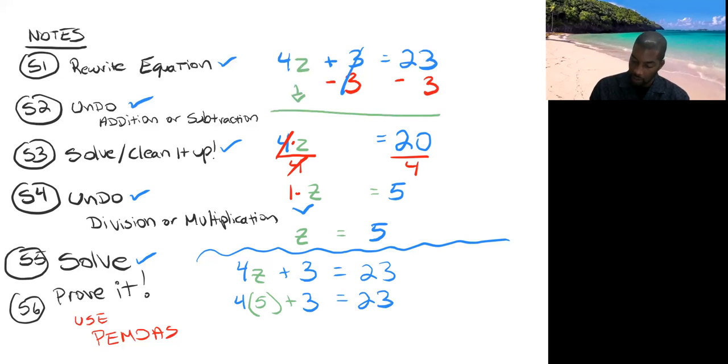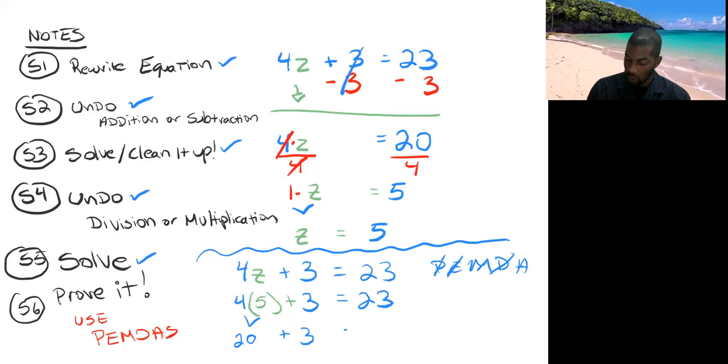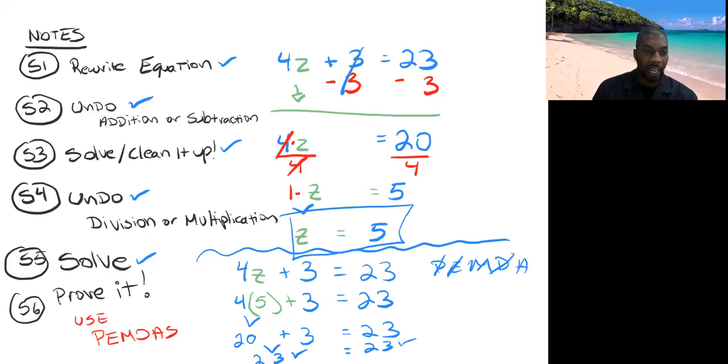Let's use PEMDAS. Parentheses, none. Exponents, none. Multiplication, yes. 4 times 5 is 20. 20 plus 3. Any division? No. Any addition? Yes. Where? The 20 plus the 3. 20 plus 3 is 23. Oops, sorry, I'm running out of space down there. Does 23 equal 23 on both sides? Yes, it does. It checks out. Ladies and gentlemen, z does equal 5. There's your answer. Yay, we did it.